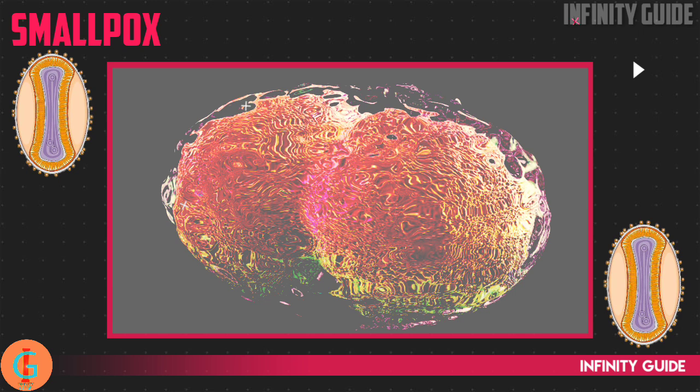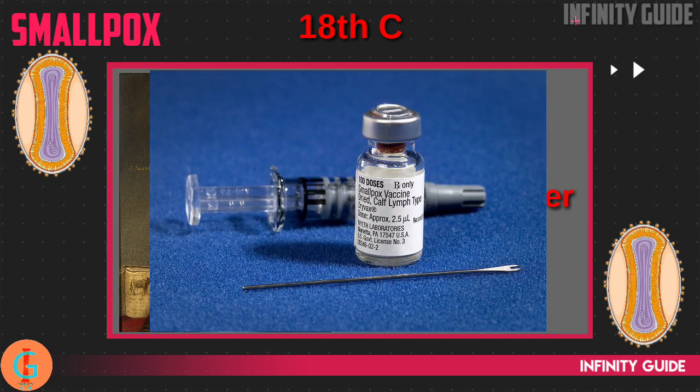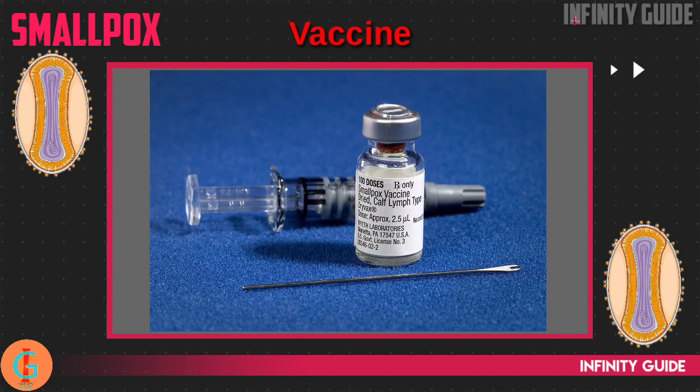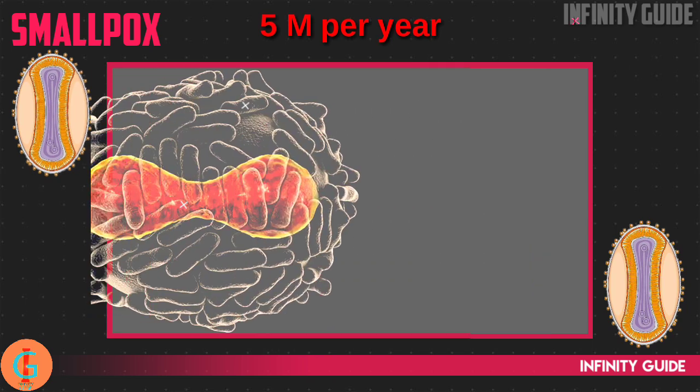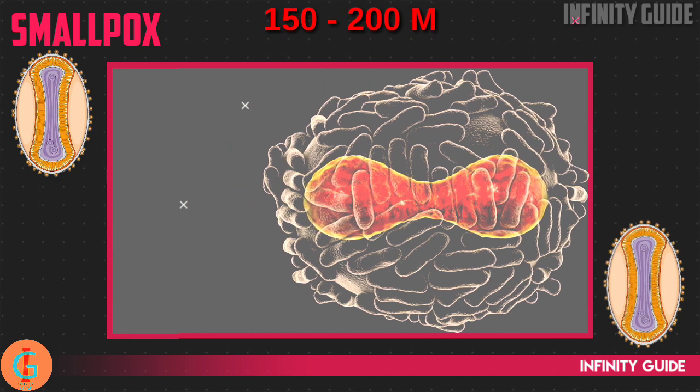At the end of the 18th century, British surgeon and physician Edward Jenner pioneered the first ever vaccination against the infectious disease. If scientists had not developed that vaccine, the reasonable estimates are in the range of around 5 million lives per year. Which implies that between 1980 and 2018, around 150 to 200 million lives have been saved.